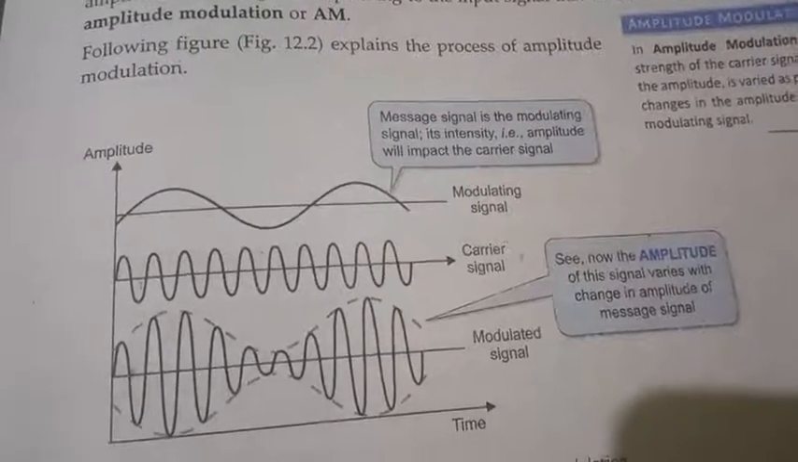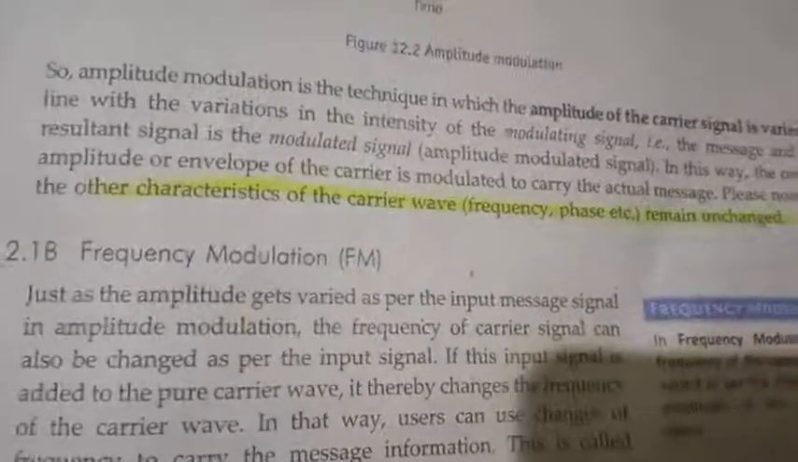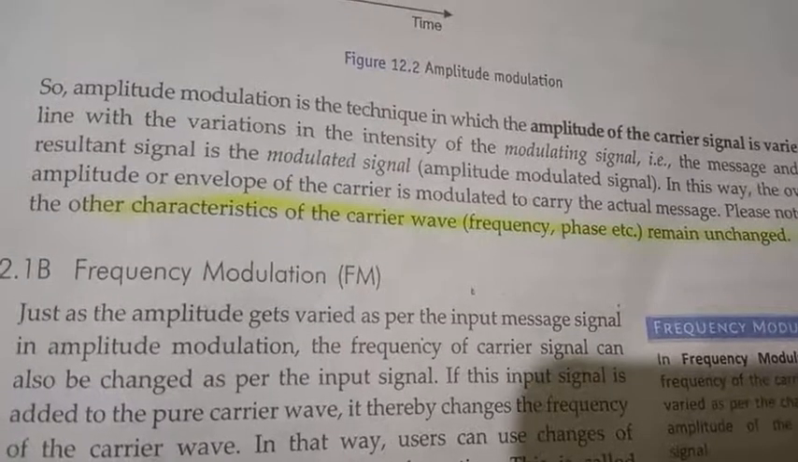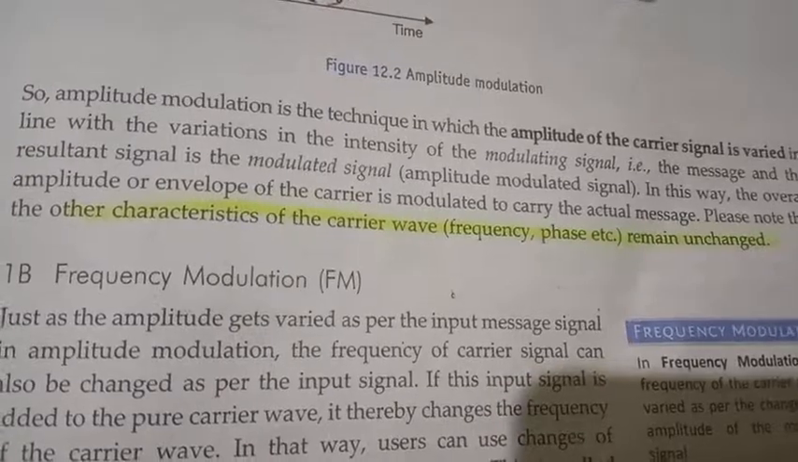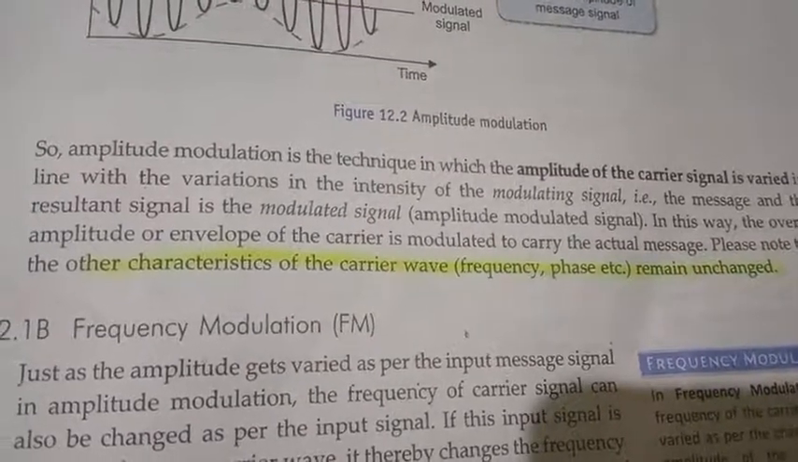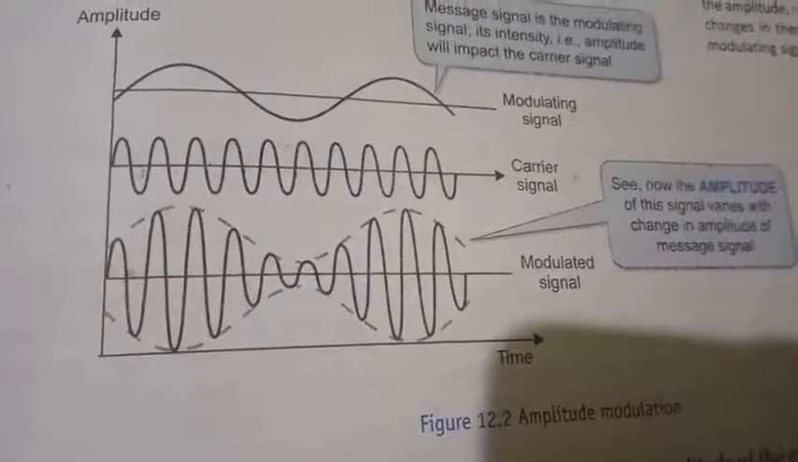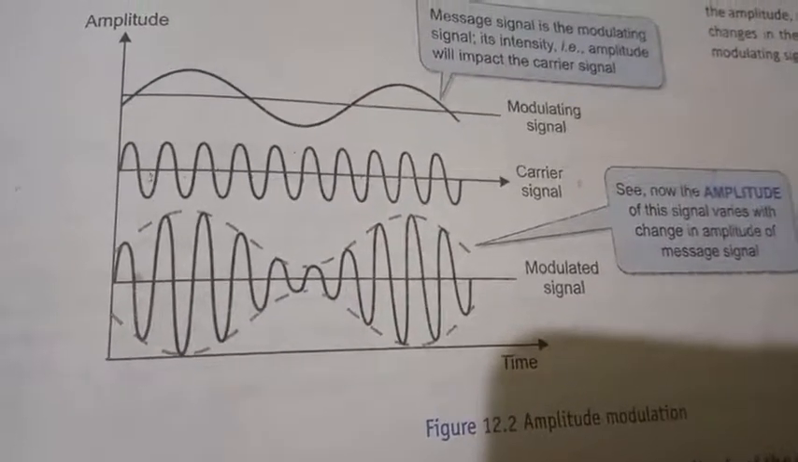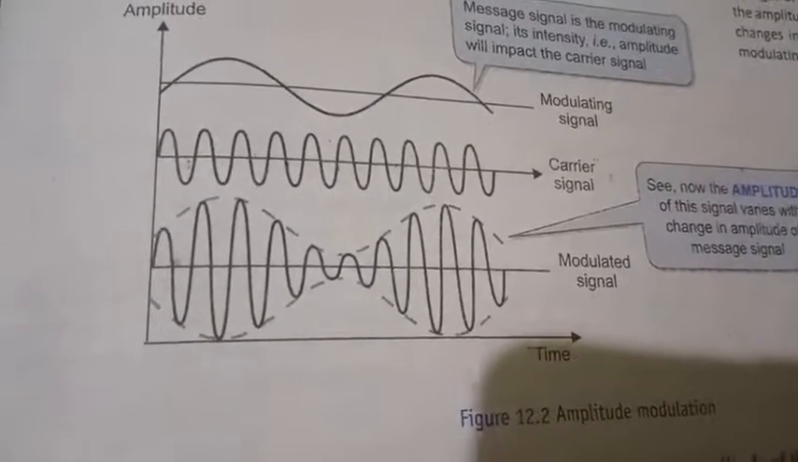In this modulation, one important thing, look at that here, one colored portion. The amplitude of the carrier wave only changes. All other characteristics like frequency and phase remain unchanged. From this figure you can understand that only amplitude is changed. Only amplitude is changed. Frequency and phase of the signal are the same.